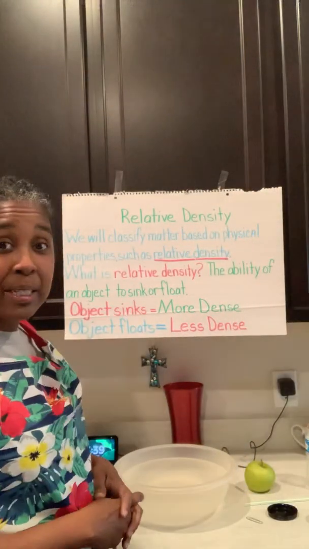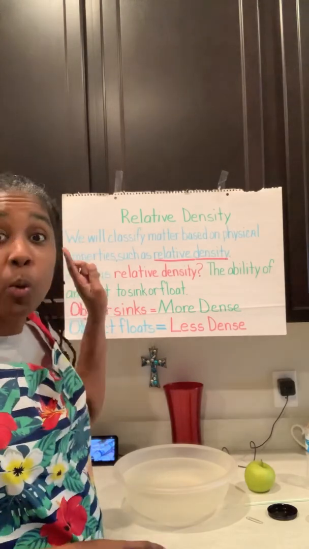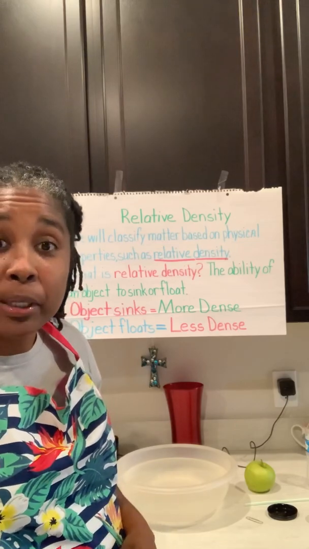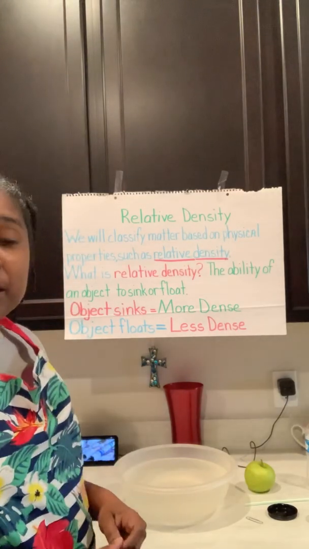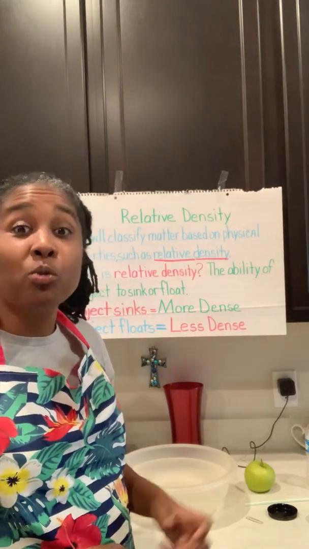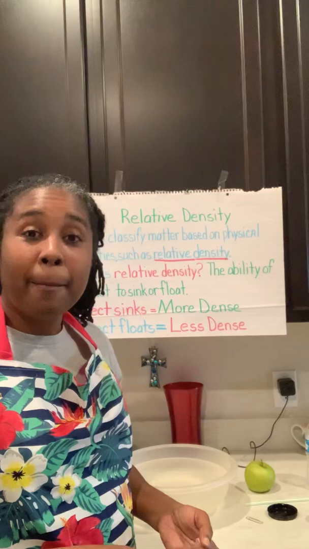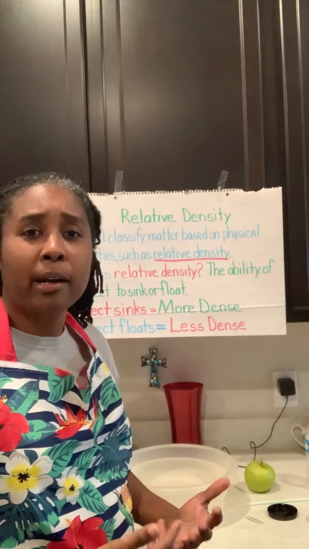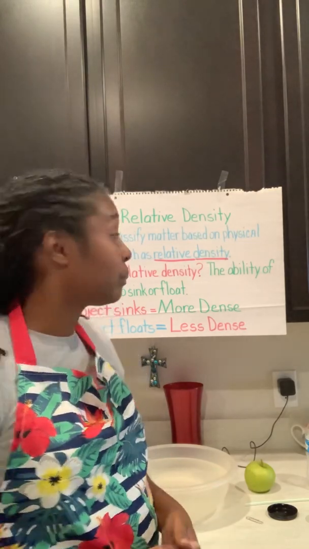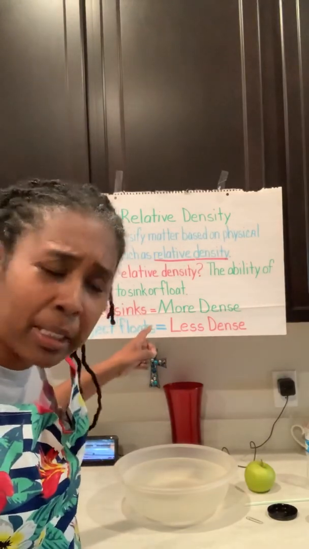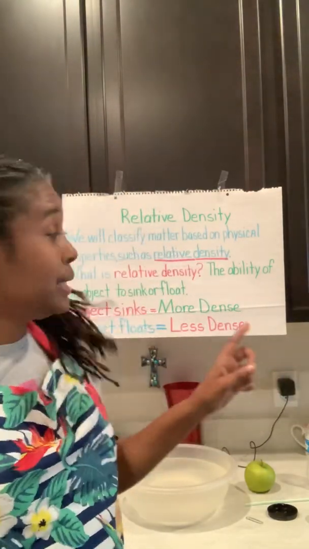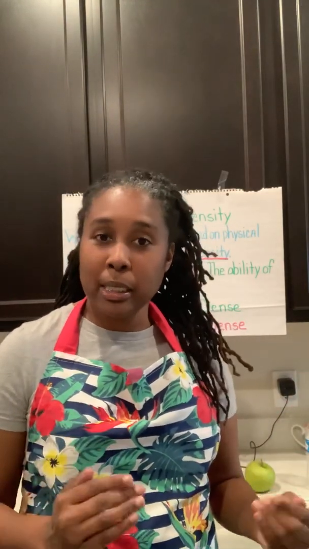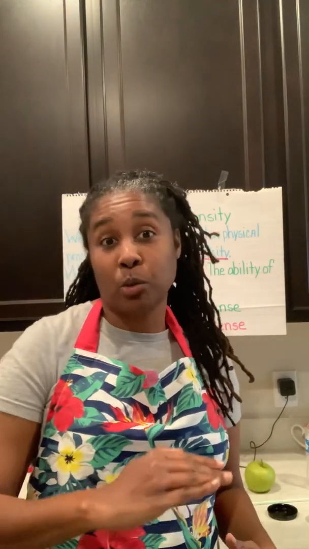So, relative density. Today, we're going to classify matter based on physical properties such as relative density. And when we say physical properties, we're talking about mass, magnetism, relative density, all of those properties and all of those characteristics of matter, okay? What is relative density? Relative density is the ability of an object to sink or float. It sinks or it floats.